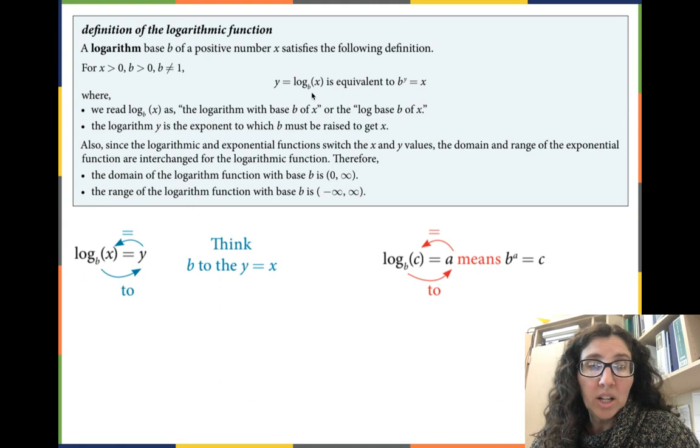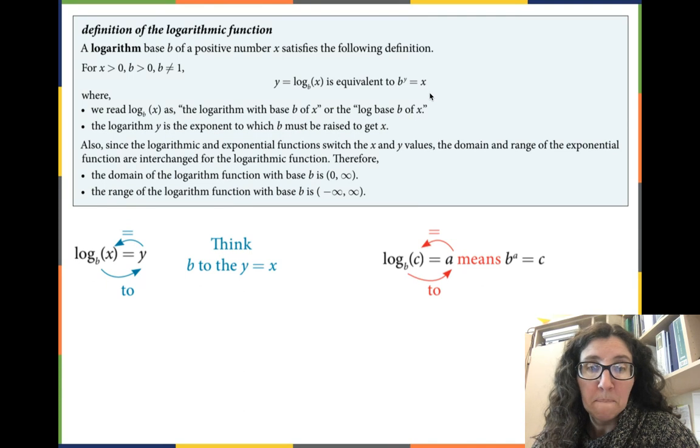So we read log base b of x as the log with base b of x, or nobody really says that. Everyone says log base b of x. That's how we read that. And it's also a question. I'm going to come back to this because this is how I always think of it. This is asking a question: b to what power equals x? The answer is y. b to the yth power equals x.